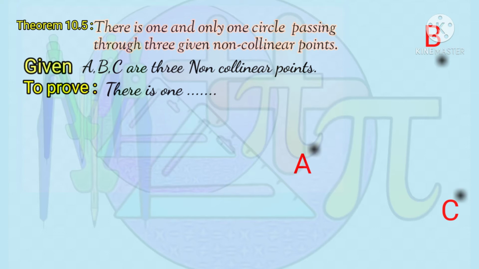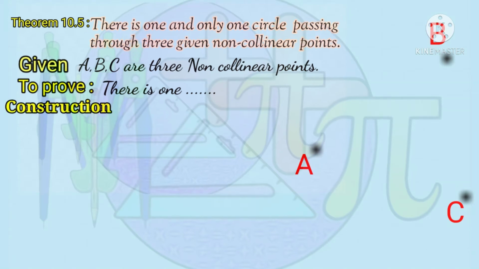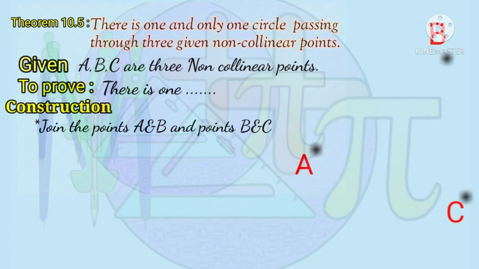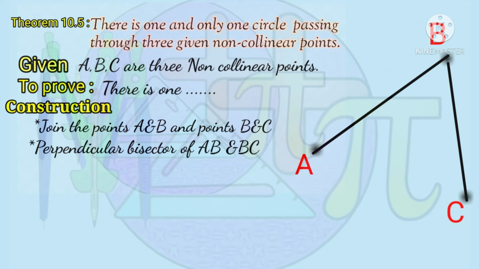Now let's do some construction. As we know, each and every circle has its point of center. So to find the center, we have to do some construction. First of all, we join point A and B, then point B to C. Now let's draw the perpendicular bisectors of AB and BC.